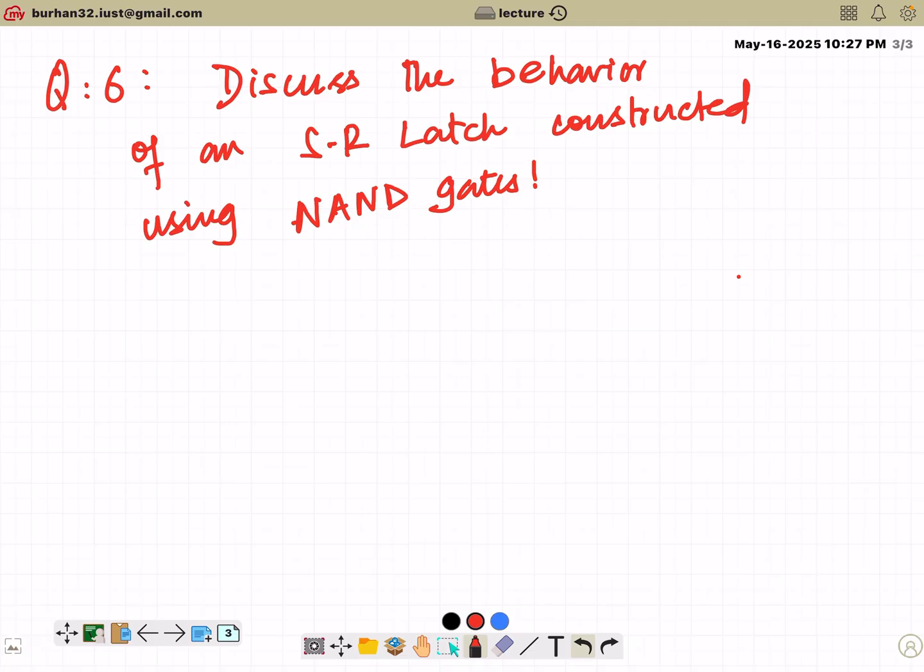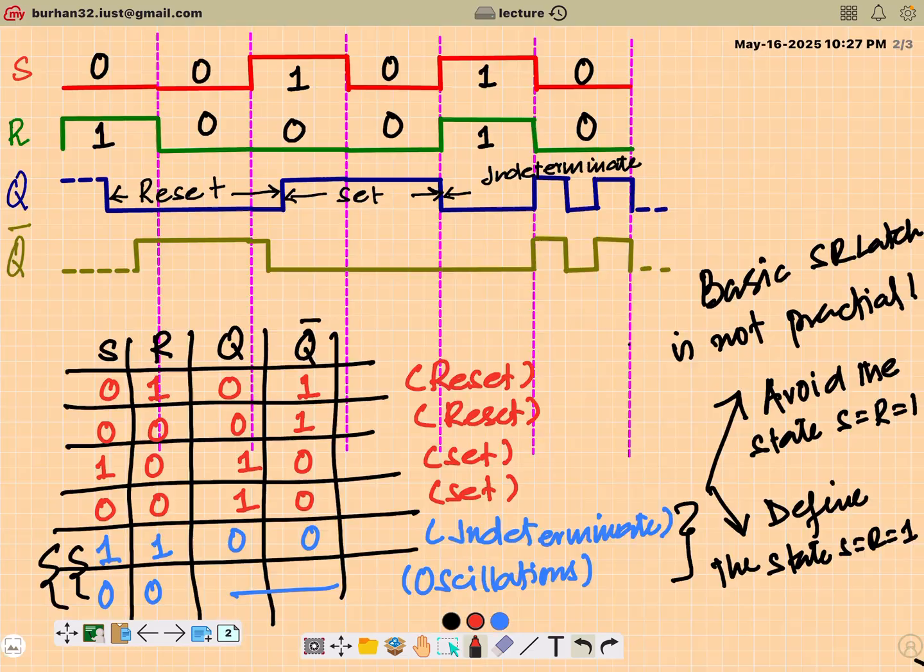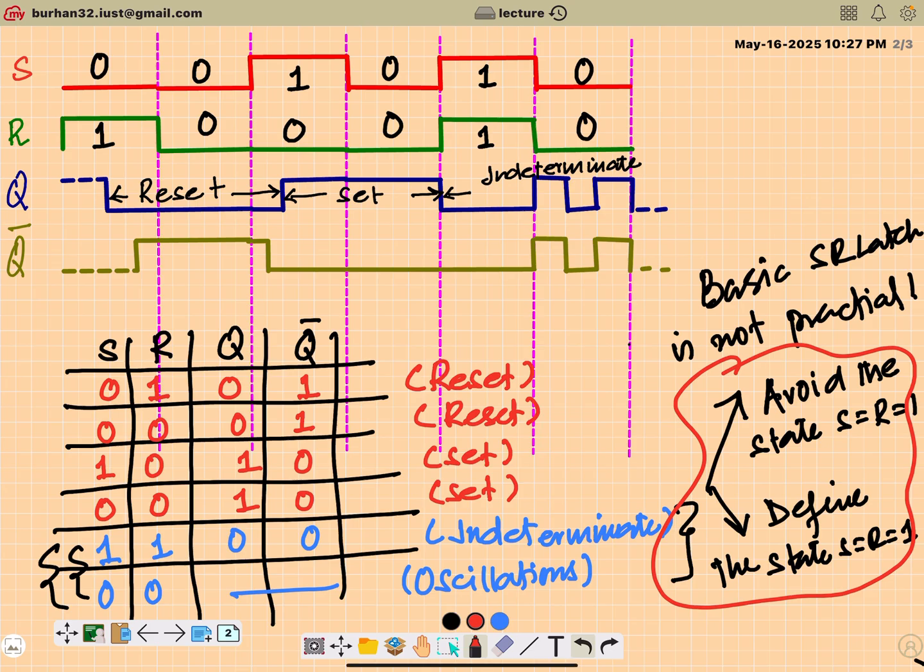Fine. So stop this video, and the next videos will focus on these two solutions: avoiding the state S equal to 1, R equal to 1, and later on defining the output for the state S equal to 1, R equal to 1. That will give us new circuits which are more practical and which we can later use when we come up with a methodology for the design of sequential circuits. So we'll stop here.